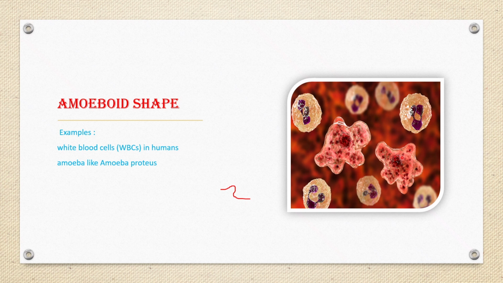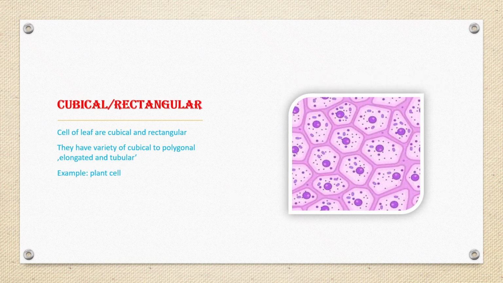Understand? Clear? I think it is clear. Next is cubical and rectangular shape of the cell. Basically, these types of cells are found in plant cells. In this, there are so many varieties, like cubical to polygonal, some are elongated and some are tubular in shape, found in plant cells.